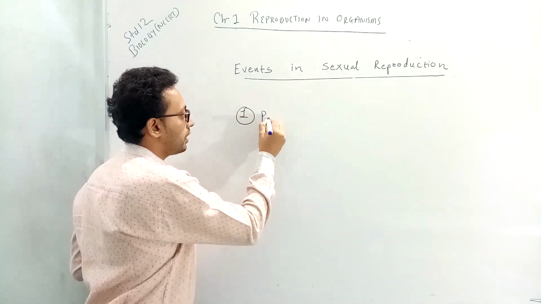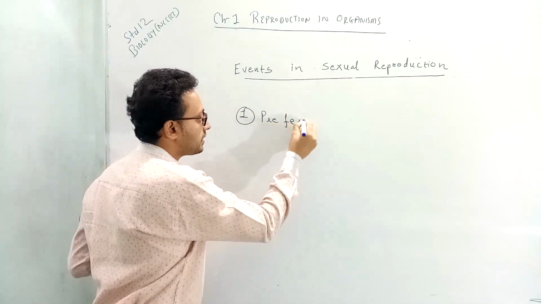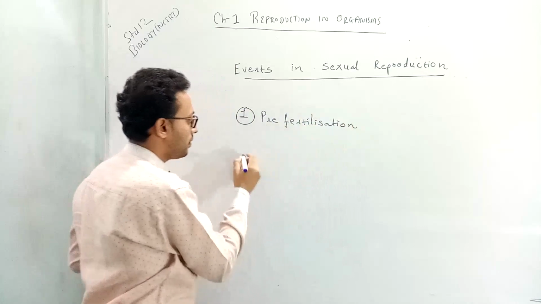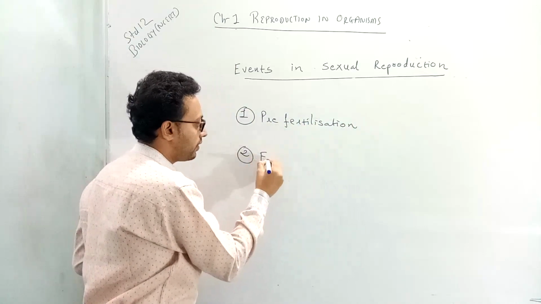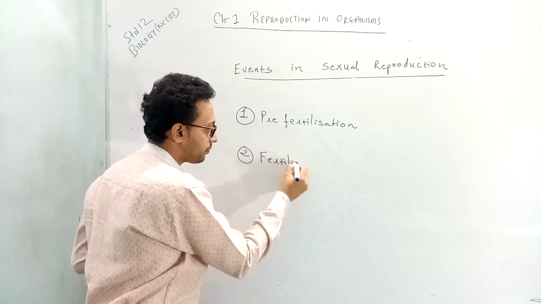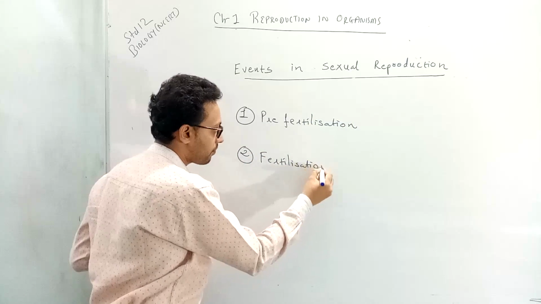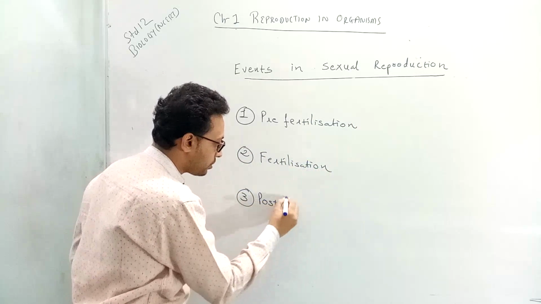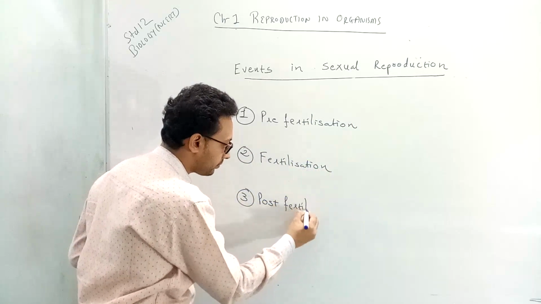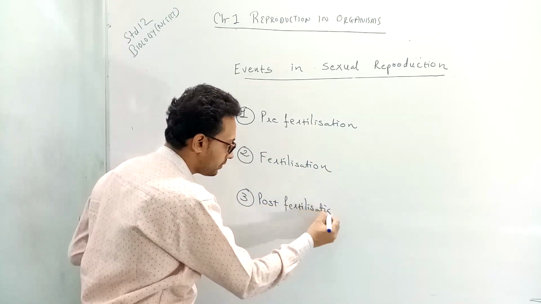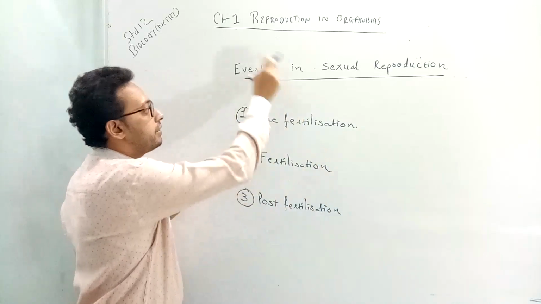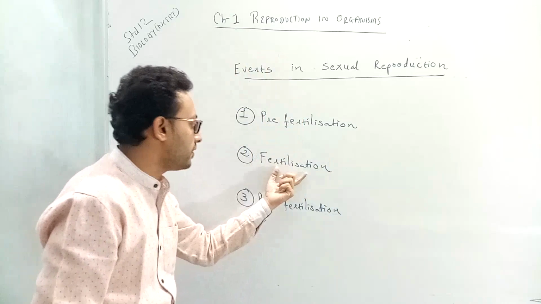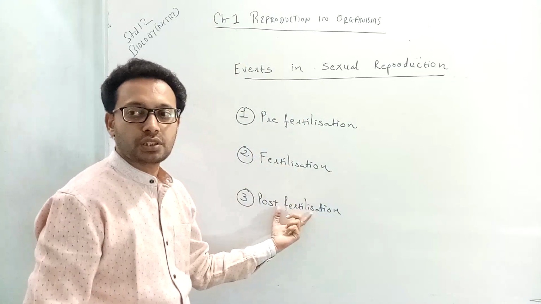The first is called pre-fertilization events. The second one is called fertilization events. And the third one is called post-fertilization events. Clear? So how many events of sexual reproduction? Three: pre-fertilization, fertilization and post-fertilization events.